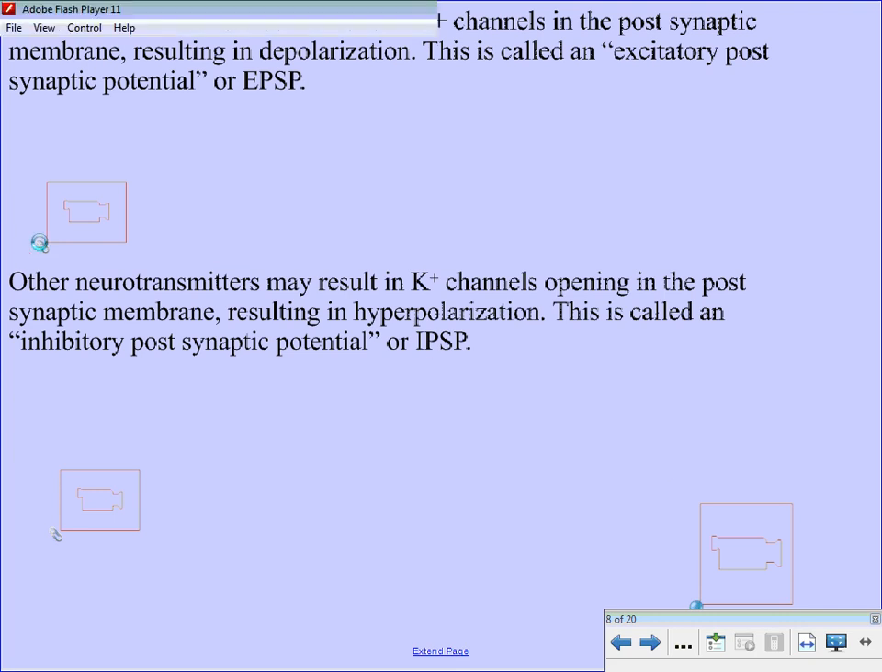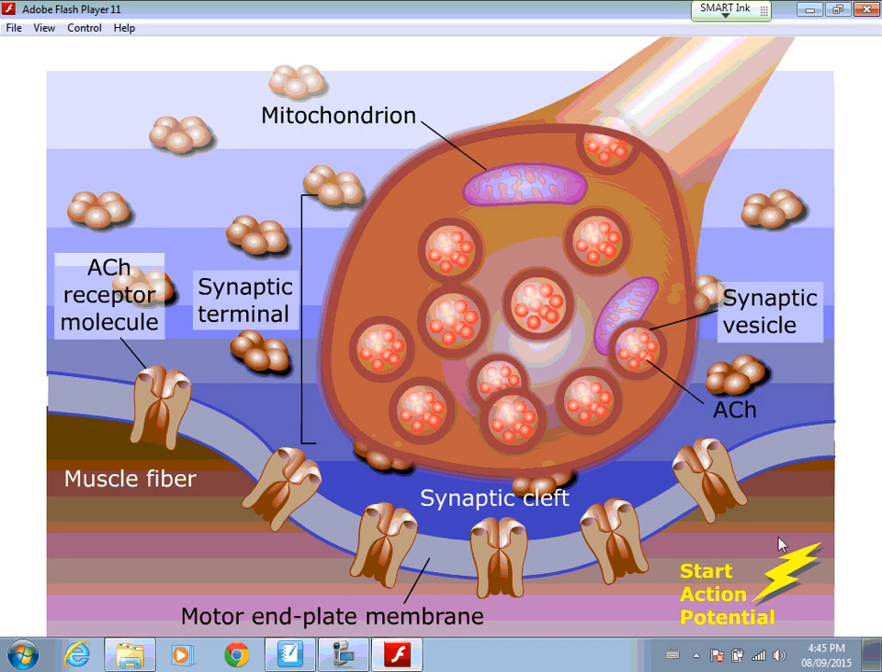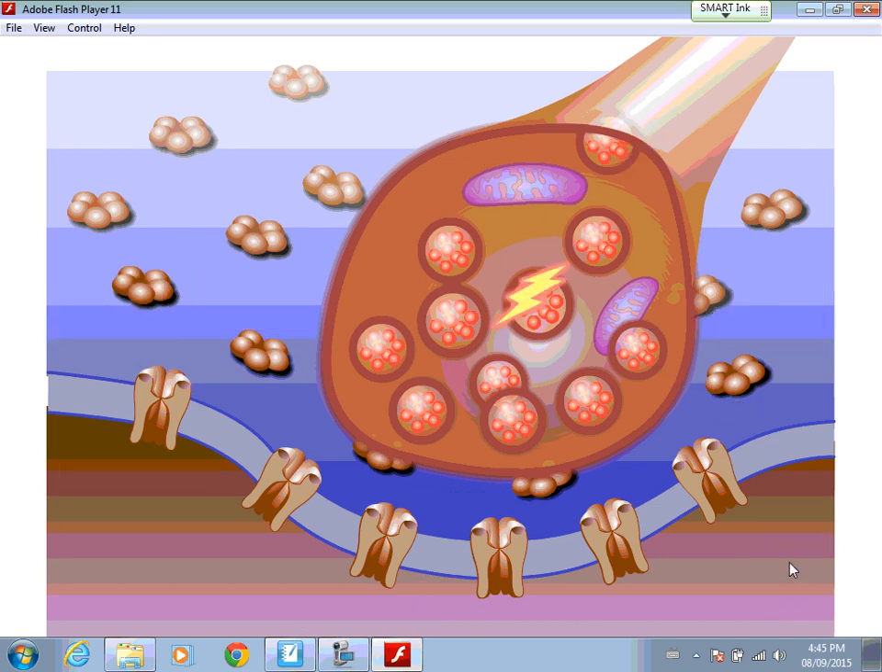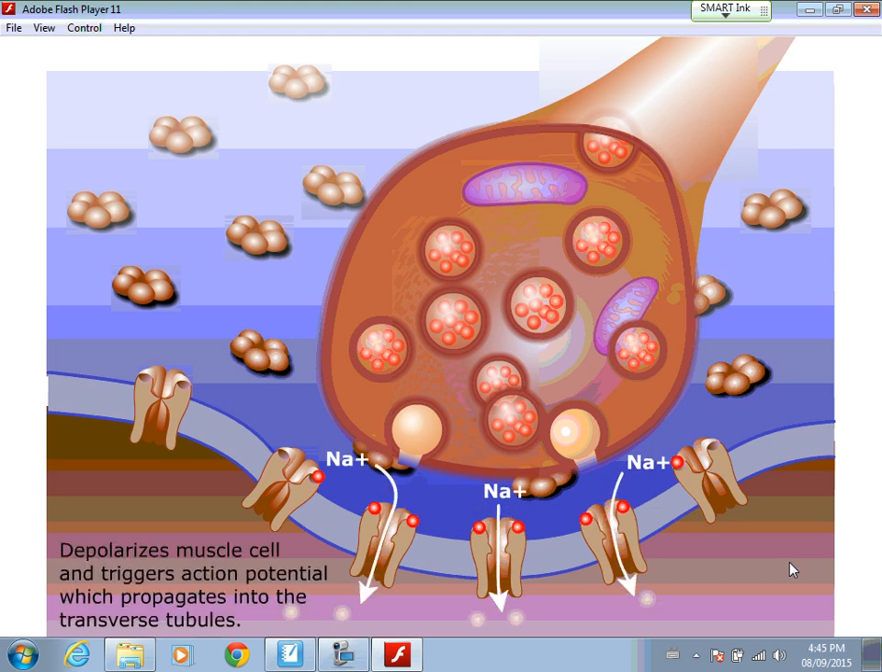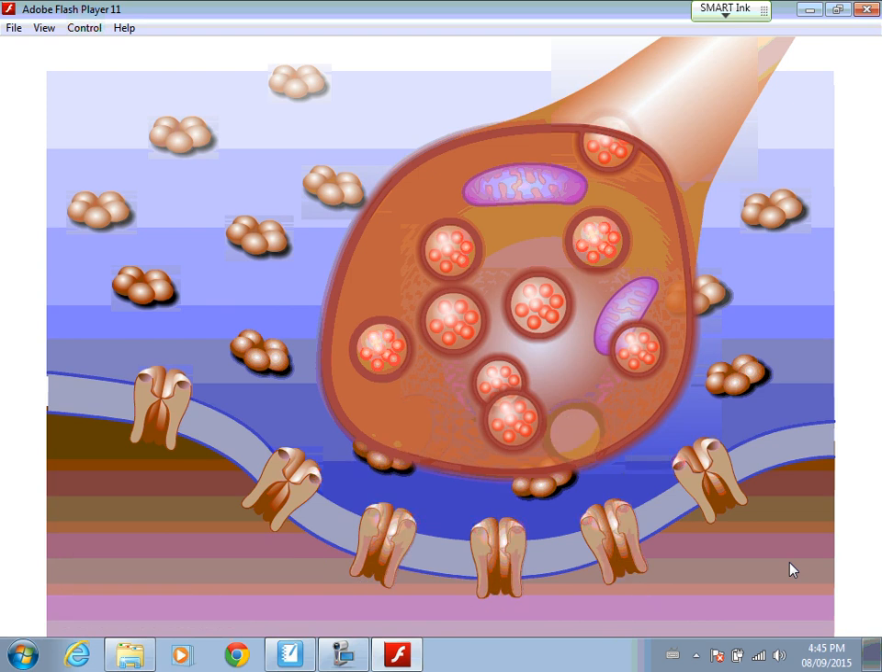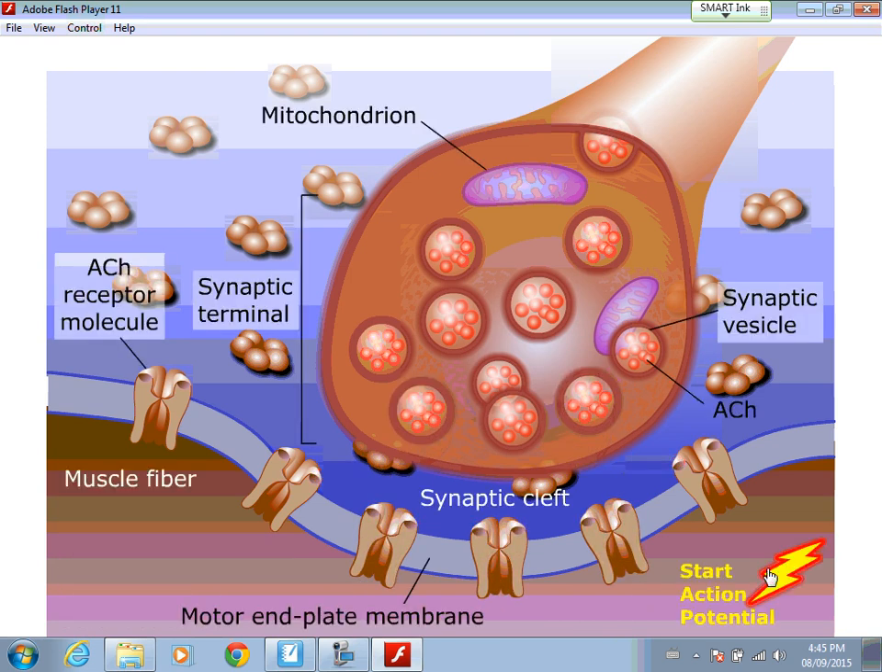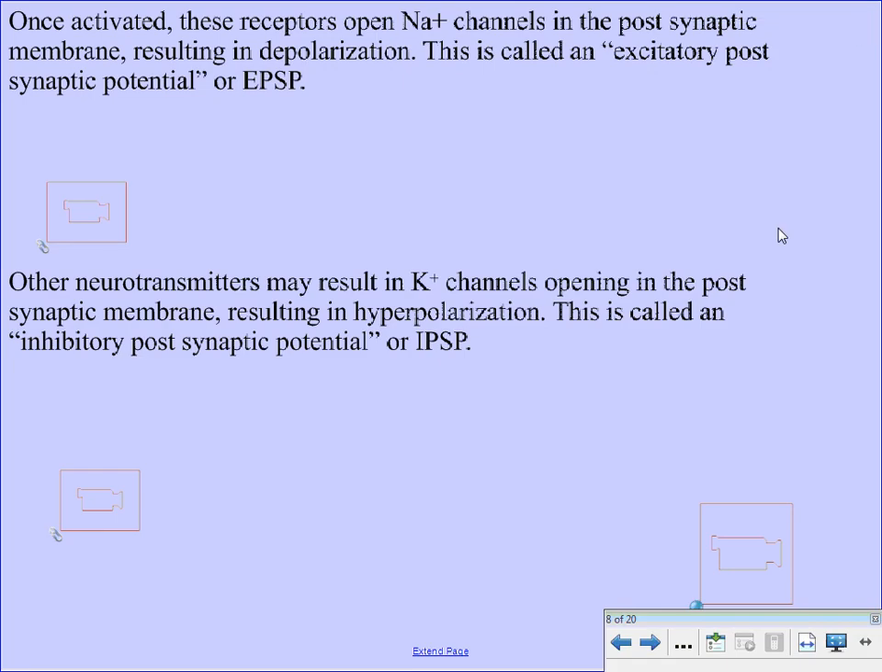Let's just take a look at another quick little animation of this. So, message coming down through the axon terminal, neurotransmitter released, binds to a receptor on the postsynaptic membrane. That's going to open up a channel, in this case the sodium channels. Sodium rushes in, we get depolarization, and if we get enough depolarization, then an action potential is going to be generated in the postsynaptic membrane. But that's not the only possibility.